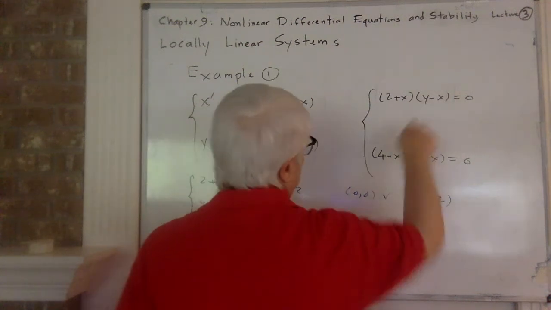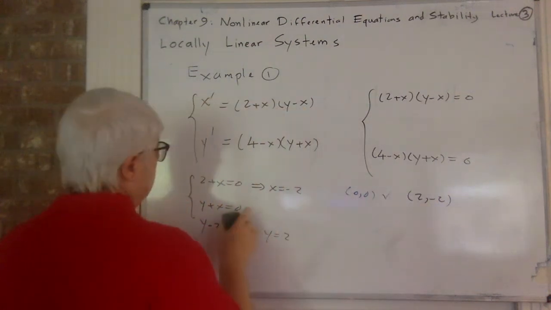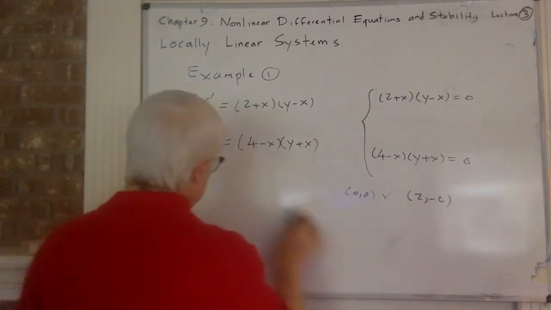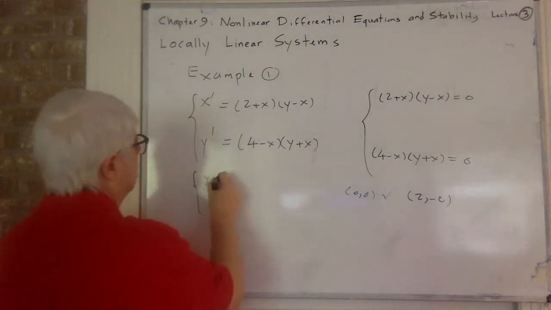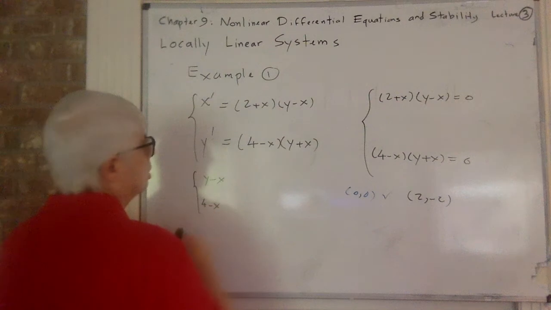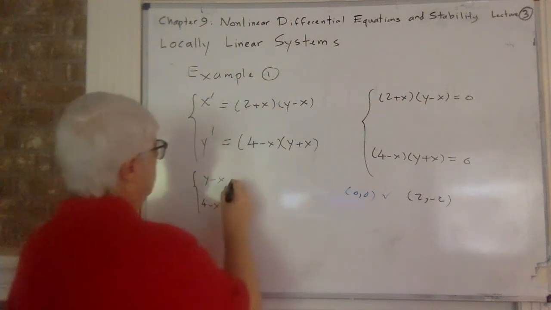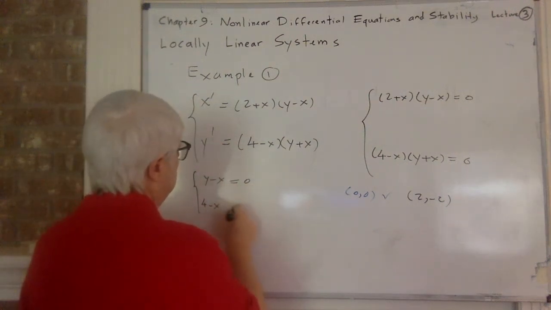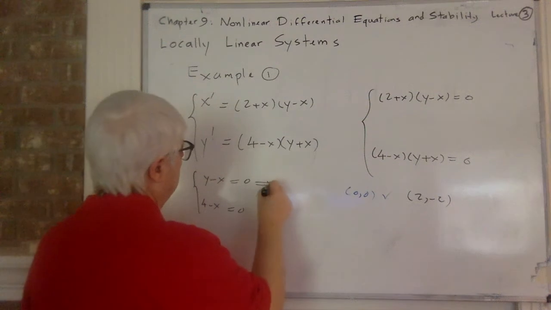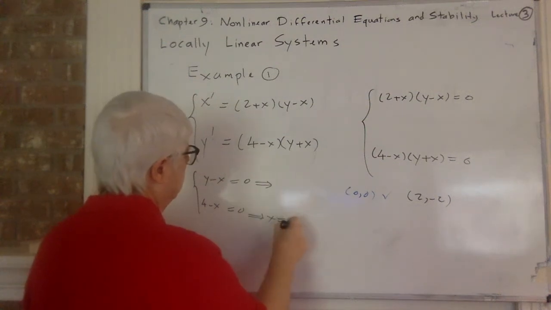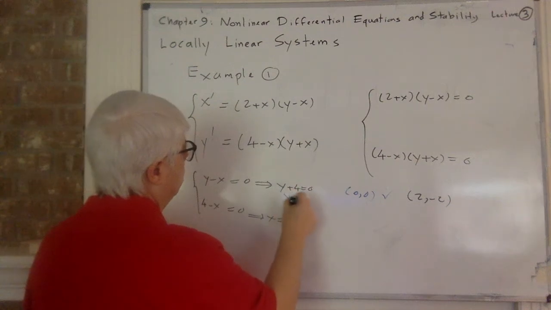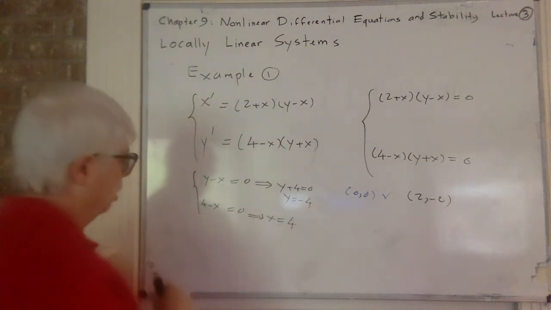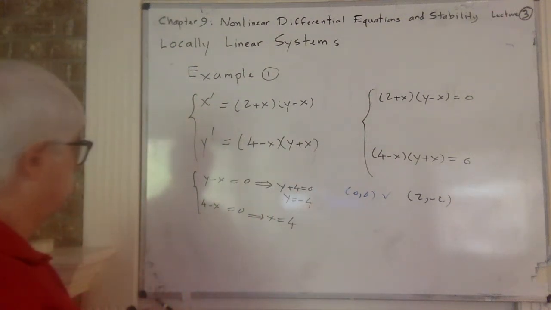Okay, this one and this one, y minus x and 4 minus x. Let me check this. y minus x and the 4 minus x. So 0 and this one 0. So I will get, well, let's find this, x is 4. So y plus 4 is 0. So y is minus 4, right? Is it correct?